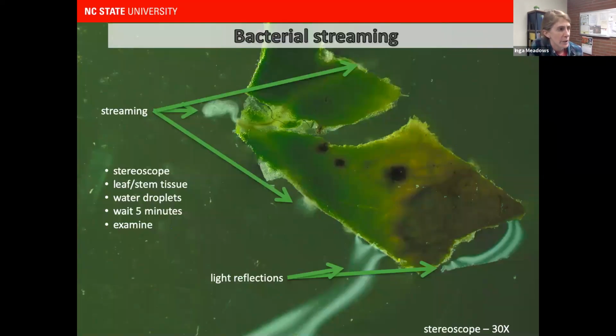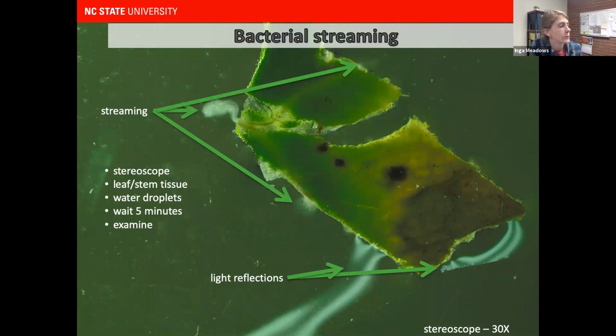This is a picture of bacterial streaming. So you'll see the green arrows on the top part are pointing to the bacteria that's actually streaming out of this leaf tissue. It's streaming out of the veins. This is under a microscope at 30x magnification. So you can't necessarily see it with your naked eye, but under the microscope you can.